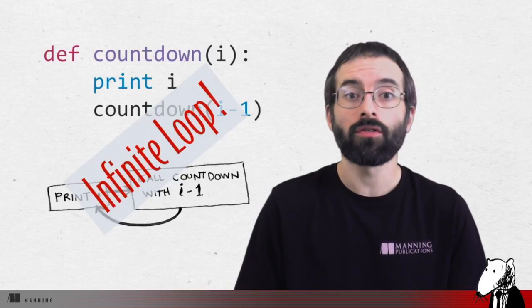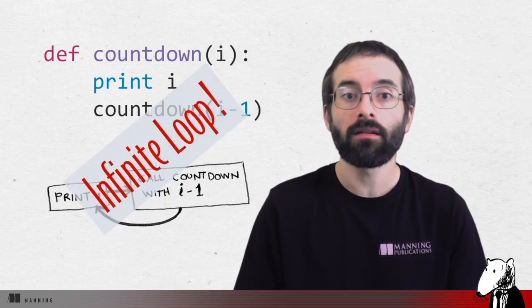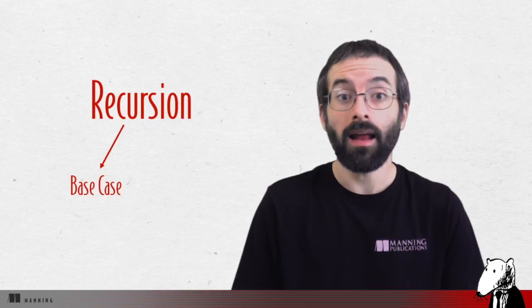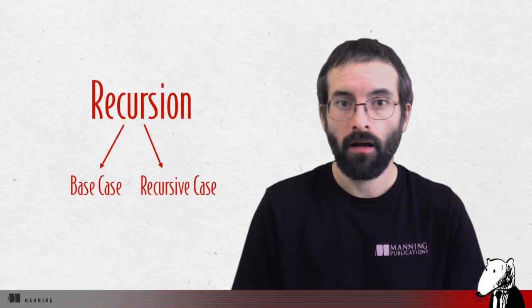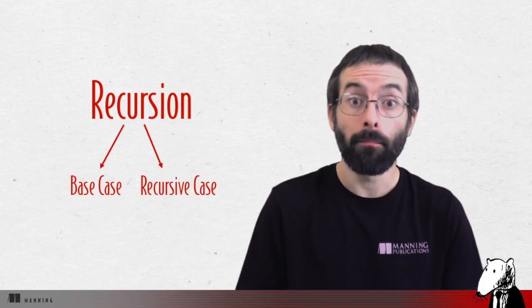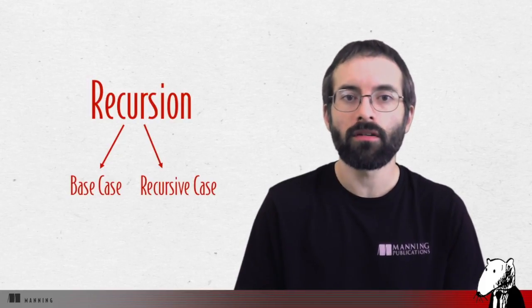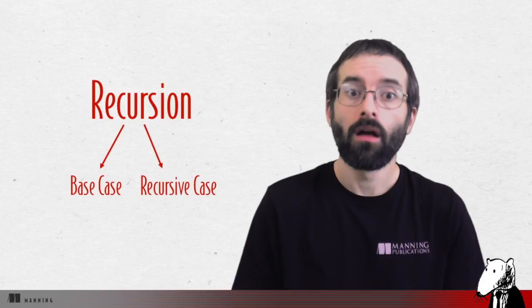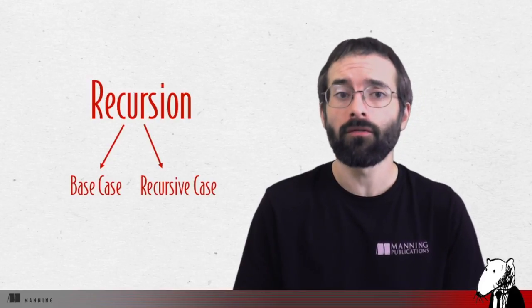When you write a recursive function, you have to tell it when to stop recursing. That's why every recursive function has two parts, the base case and the recursive case. The recursive case is when the function calls itself. The base case is when the function doesn't call itself again, so it doesn't go into an infinite loop.